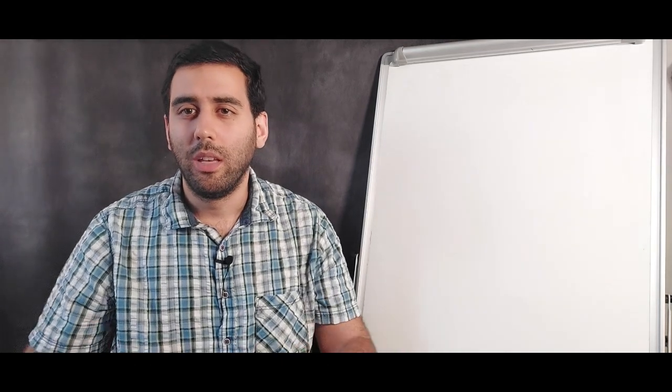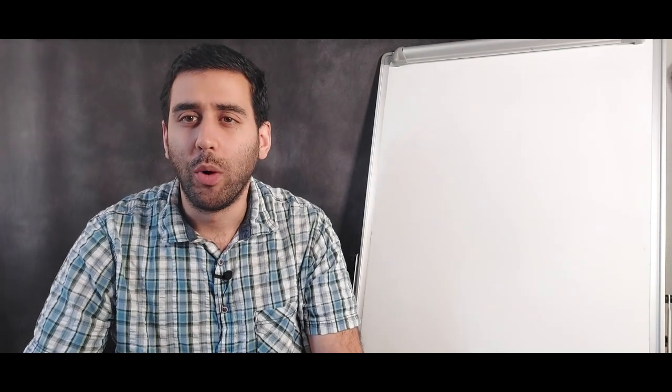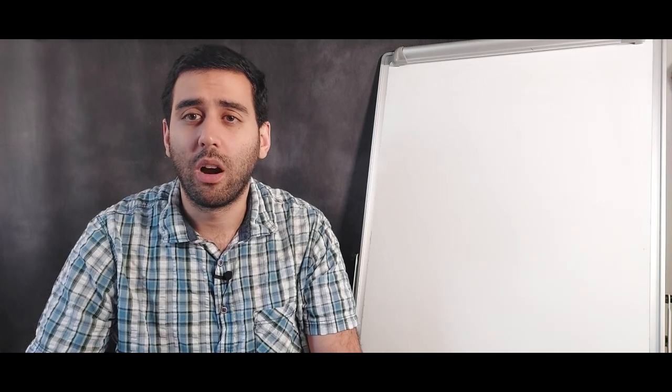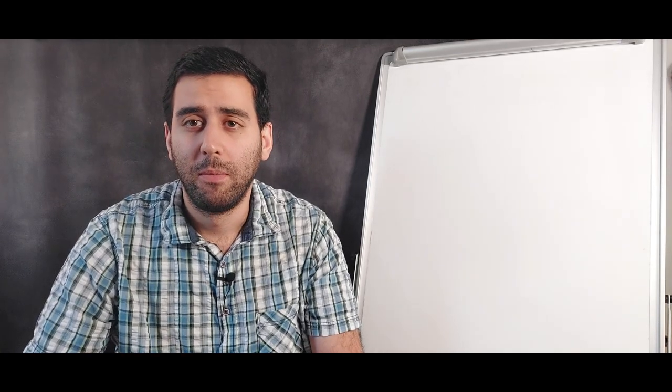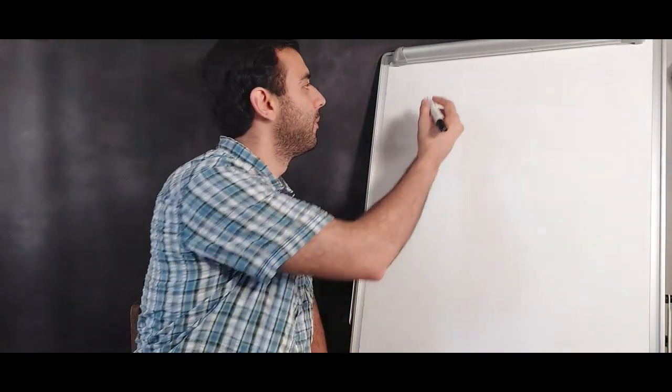Now let's start with the Hebrew alphabet. The Hebrew alphabet consists of 22 letters, and all of the letters are consonants. The first letter is called Aleph, and it's written like this.